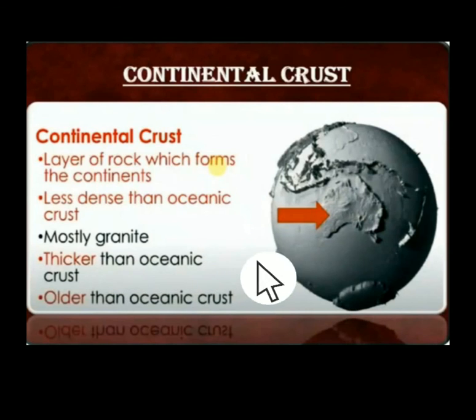So that kind of stone, the rocks made up of the continental crust, are thicker than the oceanic crust. We had seen that right in the beginning, that the thickness of the continental crust is almost 16 to 45 kilometers, and that of the oceanic crust is only 10 kilometers. So the thickness is more than that of the oceanic crust, and this is much older than the oceanic crust.